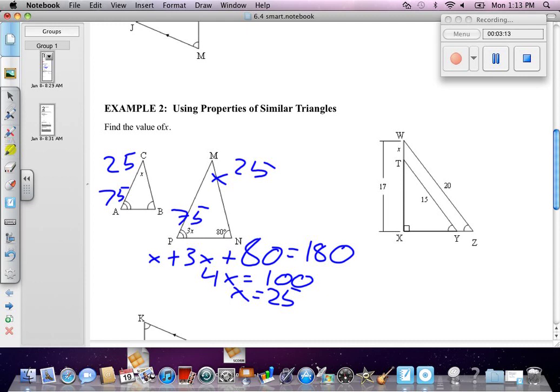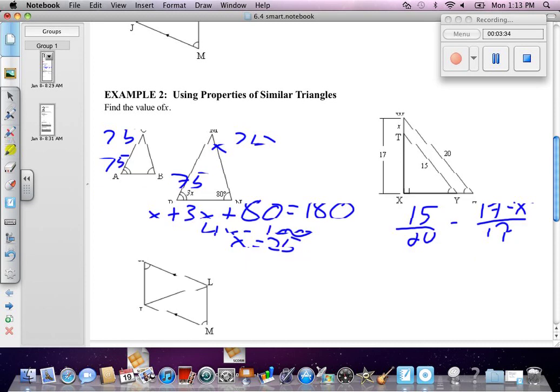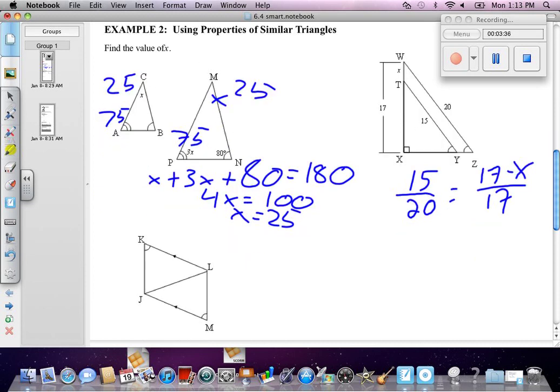Okay, we want to find x for here. We know y and z are congruent. We know x and x are congruent. They're overlapping triangles, so we can set up proportionalities. I'm going to take the little one, TY, and put it over WZ. Then I'm going to take the little distance here, which would be 17 minus x, over 17. I got 17 minus x because I know that little part is x, and this is not 17. That's 17 minus the little x.